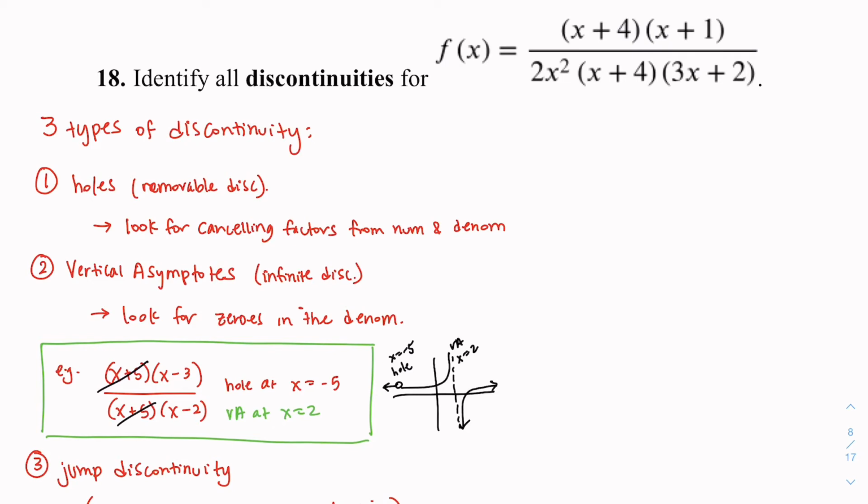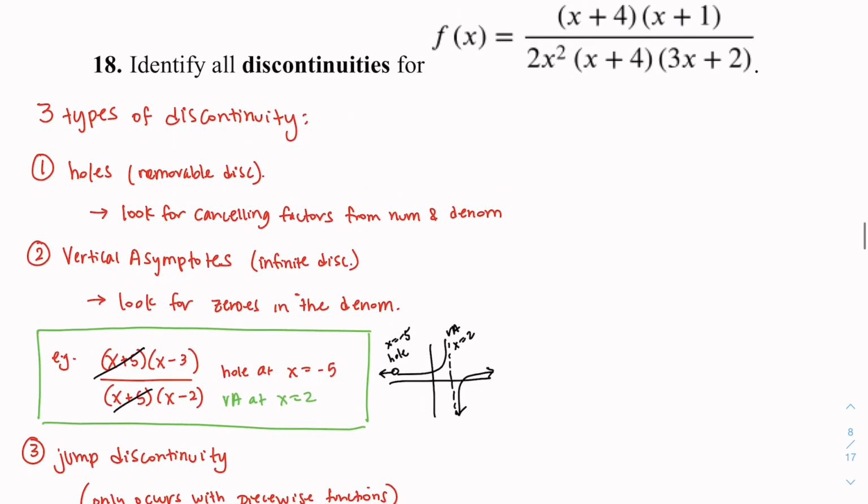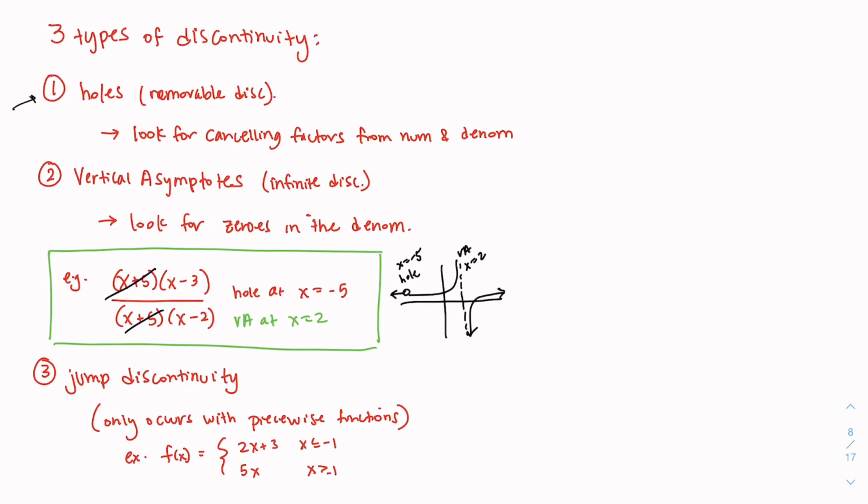Number 18 is now asking us to describe discontinuities. So it's important to know that there's 3 types of discontinuities. First, we have holes, which we've already discussed how to find. You're going to look for factors that cancel, and that'll tell you where your holes are. The second type of discontinuity is the vertical asymptote. Your graph can't continue, right? If you have to go over this vertical asymptote, it's going to become 2 separate pieces.